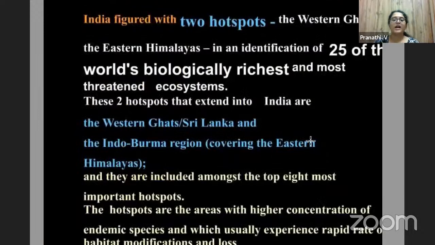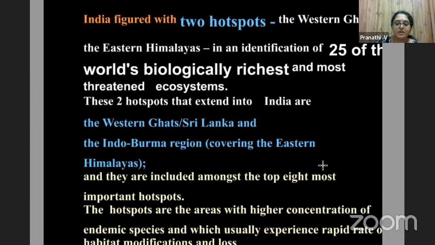The Western Ghats and the Eastern Himalayas help in the identification of 25 of the world's biologically richest and threatened species or ecosystems. The Western Ghats extend up to Sri Lanka, and the Eastern Himalayas go up to the Burma region as well, and a little bit of the Nepal region also.